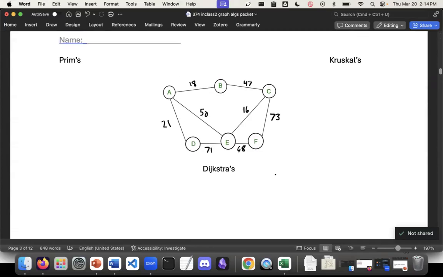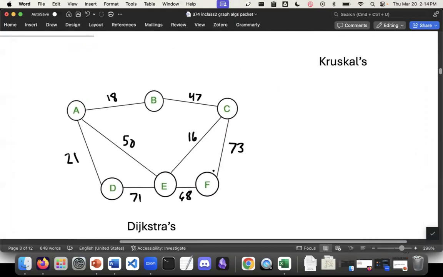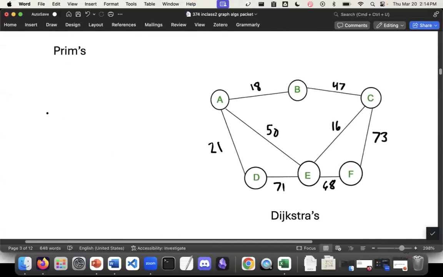All right, so this is the version that has weights on it. I took a random number generator and went 1 to 100. And so we're going to do Prim's algorithm here. So we have to start somewhere. Maybe let's start at A. And as I go, I'll draw the shortest path tree over on the left.